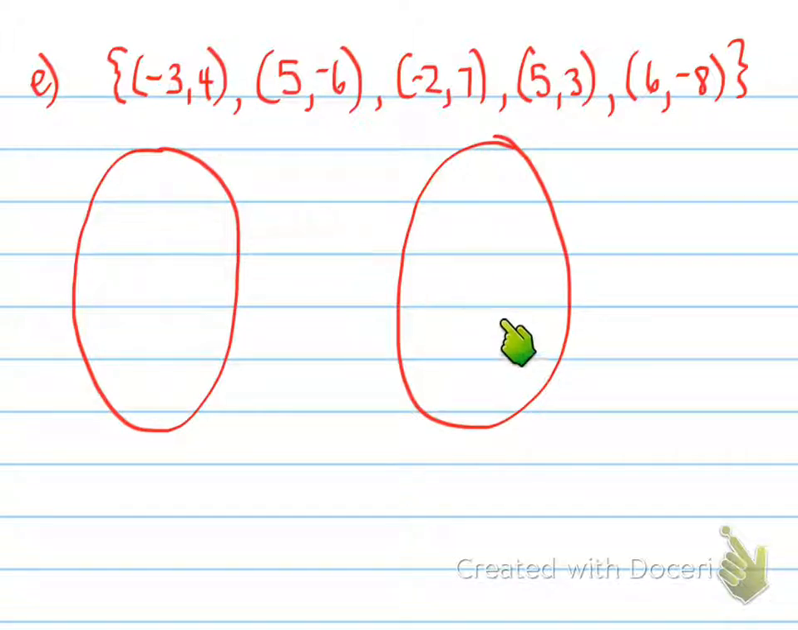So what we do is we draw two ovals. One represents the x, the other one represents the y. And we list all the x coordinates in order, not repeating. So we're going to list all the x coordinates in order from lowest to highest, not repeating. So -3, -2, 5, and even though 5 repeats itself, we do not write that number again, and 6.